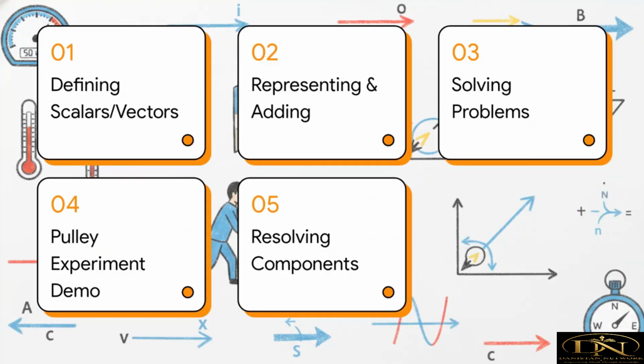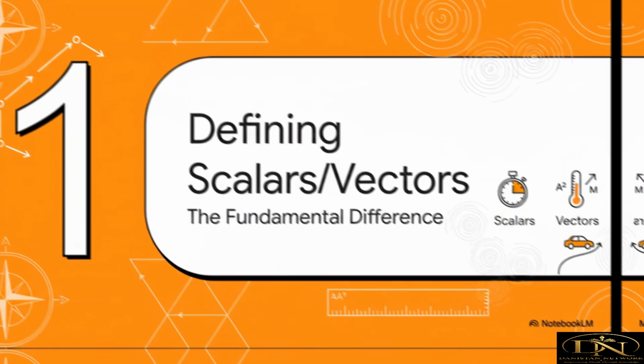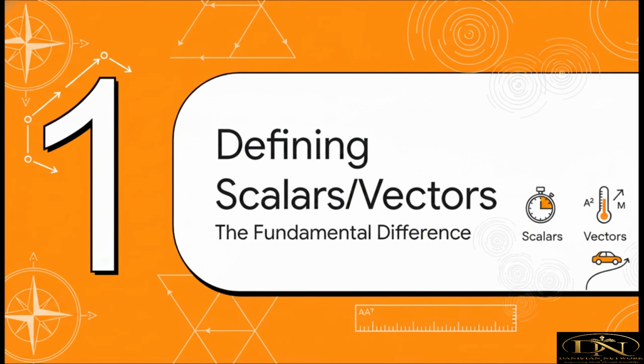So here's our game plan. First step, we'll nail down the definitions of scalars and vectors. Then we'll get into the visual language of how to put them together. After that, we'll tackle a real-world problem with a ship to see it in action, check out a cool experiment that proves the theory, and finally, we'll master a super powerful technique for breaking vectors down into smaller, more manageable parts. All right, let's start with the absolute basics.